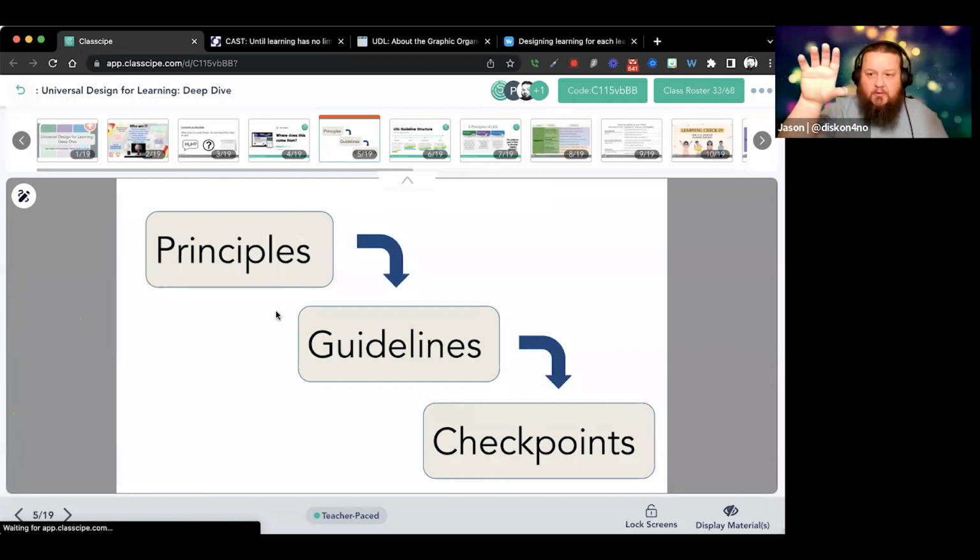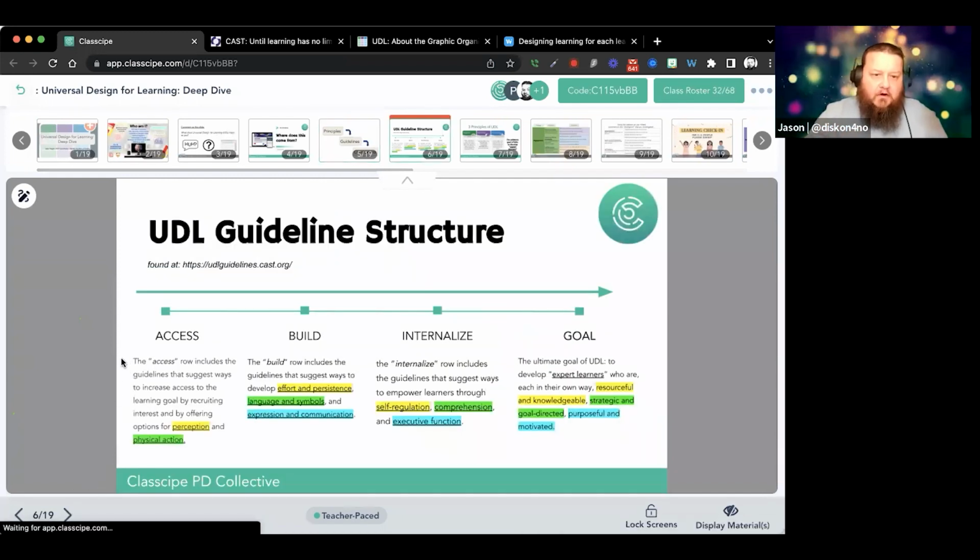So it starts with the principles, it moves into the guidelines, and then there's checkpoints under that, and I'll display those for you in a moment. So the different areas, these are the goals of the guideline structure.